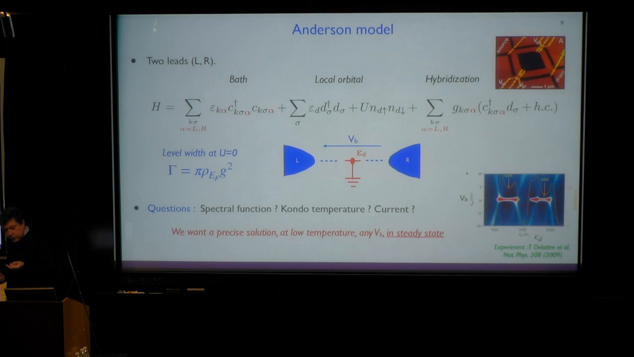We have understood the physics of this problem for more than 20 years. Here, we want to have high precision calculation at any temperature, any voltage in steady state. We want to be able to match this experimental curve, for example, as a function of voltage and epsilon d for many parameters. So we need quick methods as well just to do that. That's why we are looking for quicker and quicker systems.